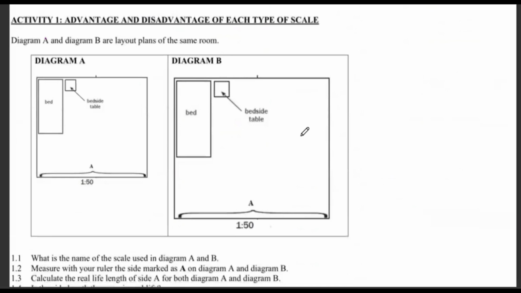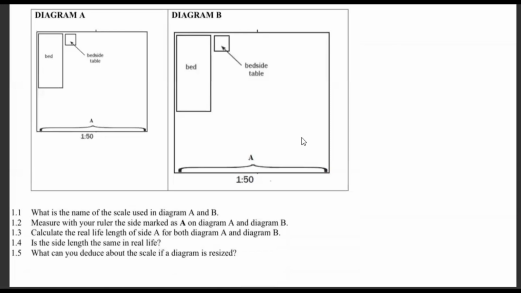Activity one. Let's look at activity number one here, and we see: what is the name of the scale used in diagrams A and B? The scale is this. So it's a number scale. All right. Measure with your ruler. Please take note of that. The question tells you to measure with your ruler.